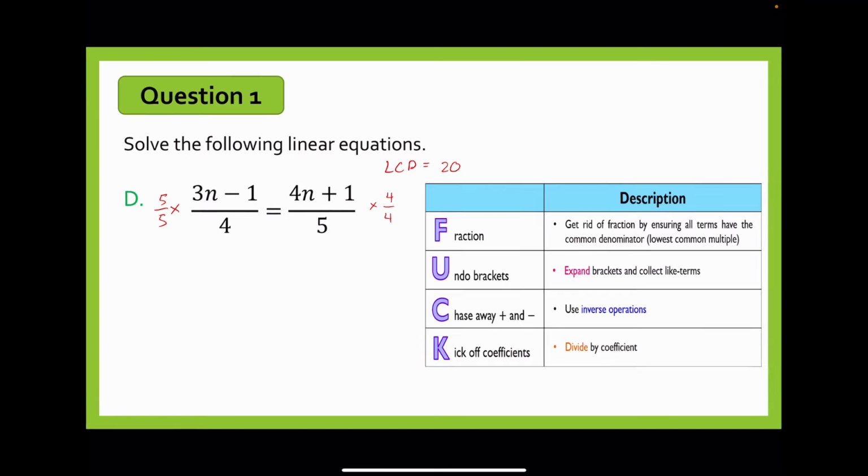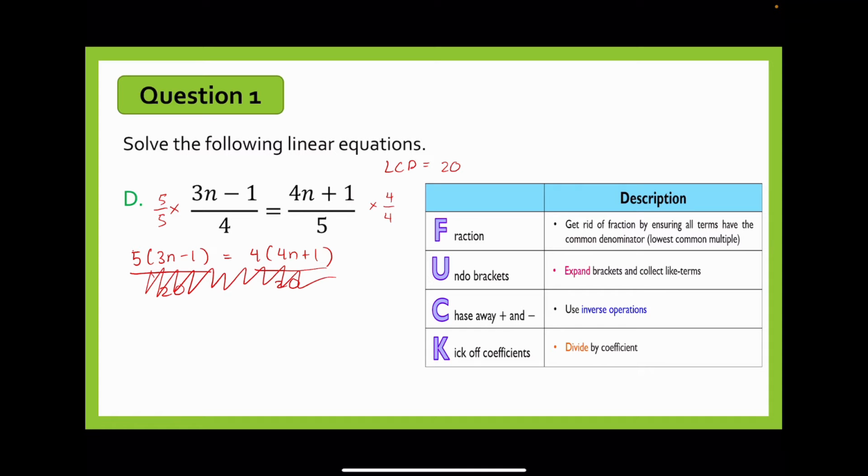So if I do this, this would now become 5 bracket 3n minus 1 is equal to 4 bracket 4n plus 1, and everything is now over 20. Remember, when the denominators are now the same, we can just equate the numerators. So I'm just going to cancel this out over there. So that essentially just becomes 5 bracket 3n minus 1 is equal to 4 bracket 4n plus 1. And now I'll expand both sides. So 5 times 3n is going to equal 15n, that's minus 5, 16n plus 4.